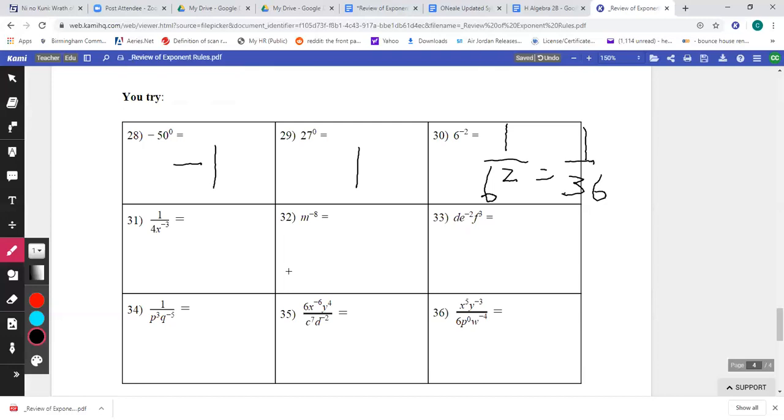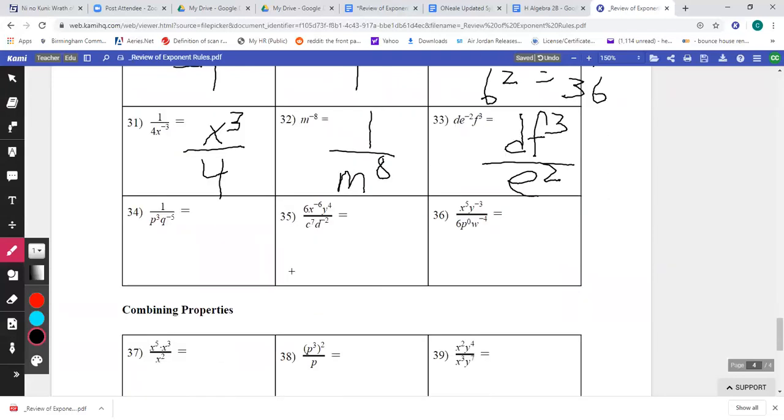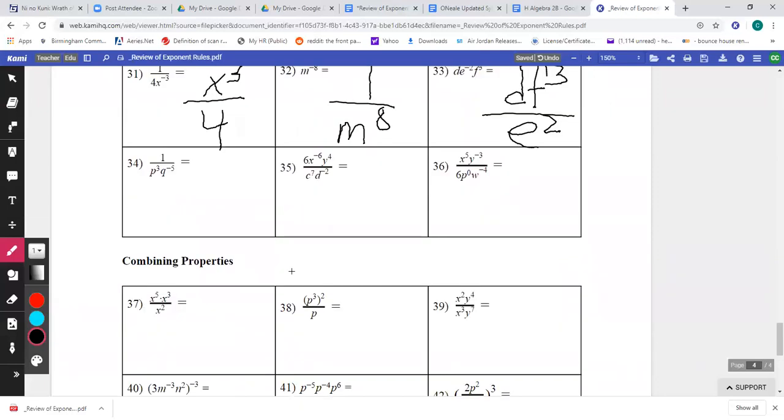31, the x to the negative 3 goes to the top. And then the 4 stays on the bottom. 32 is just 1 over m to the 8th. 33, the e flips to the bottom. Everything else stays on top. So this is d f to the 3 all over e squared. 34, the q flips to the top. And then p stays on the bottom.